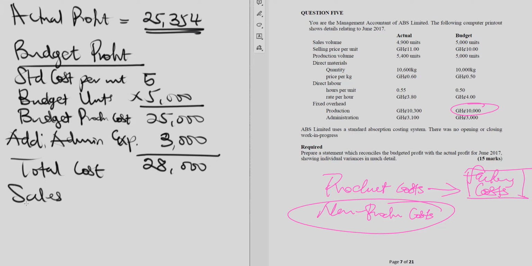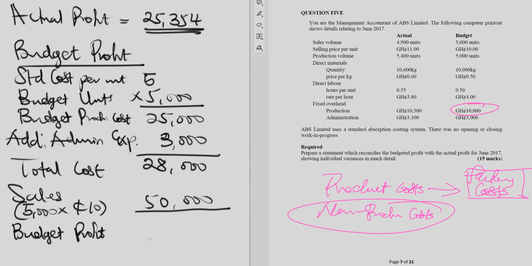So I need my budgeted sales. And according to my budgeted sales, I am selling 5,000 units, and each unit I am selling at 10 cedis. So 10 cedis times 5,000 is going to give me 50,000. So if total cost is 28 and sales is 50, what is my budgeted profit? 50 minus 28 is going to give me 22,000 as my budgeted profit.